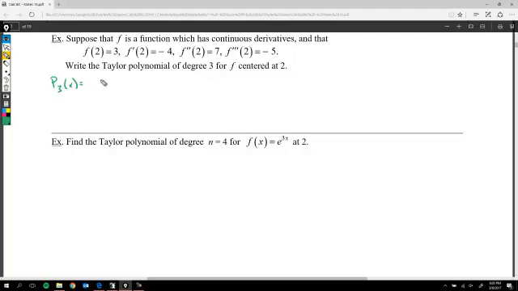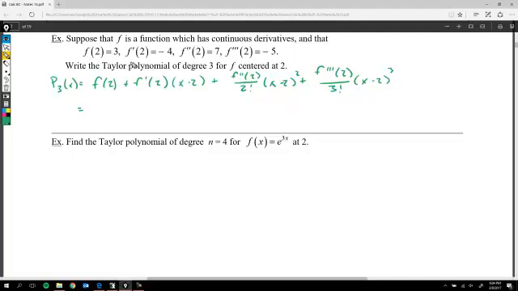So my third degree Taylor polynomial is going to consist of f of 2 plus f prime of 2 times x minus 2 plus f double prime of 2 divided by 2 factorial times x minus 2 squared plus f triple prime of 2 over 3 factorial times x minus 2 cubed. So this derivative, this factorial, and this power always correspond. This number right here and this number are just where I'm centered. I'm centered at 2. So now let's plug in the information they gave us.